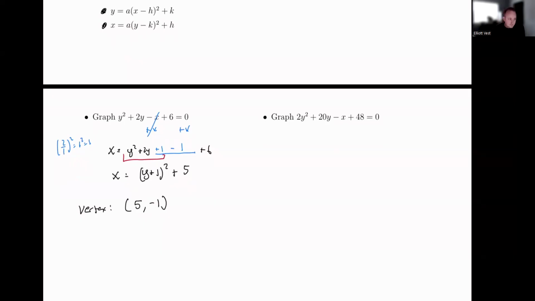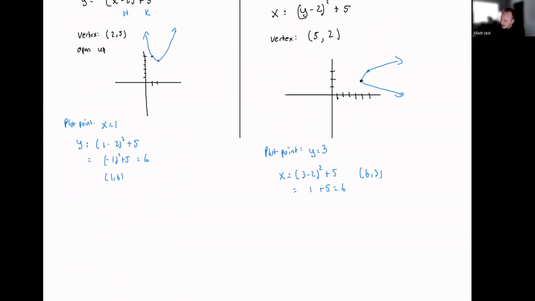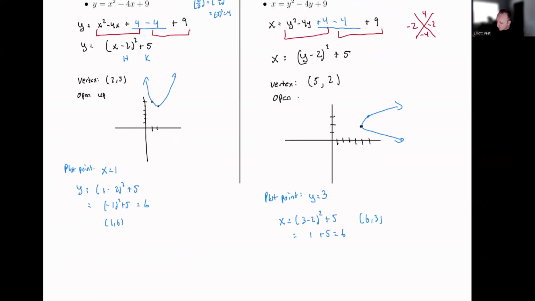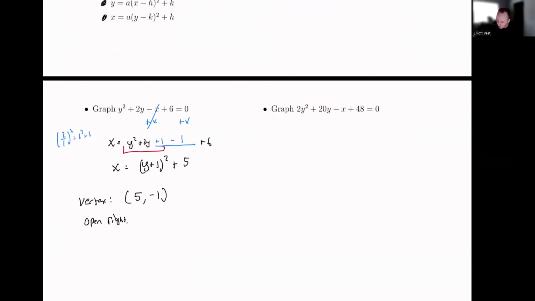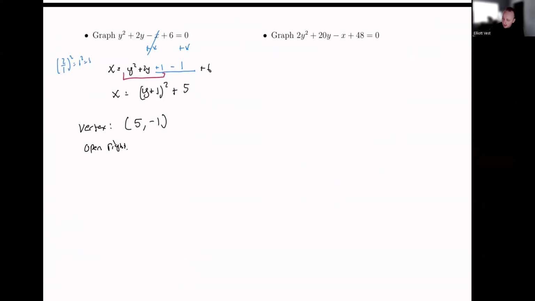And which way do we open? We open right, which is also the work I would have put on this. We open right. This point already told me, but because this is a positive squared term here, we already knew we were opening right. So opens right. And now we graph like so. We're opening right. Hopefully I am recording. Yeah, it looks like I'm recording.